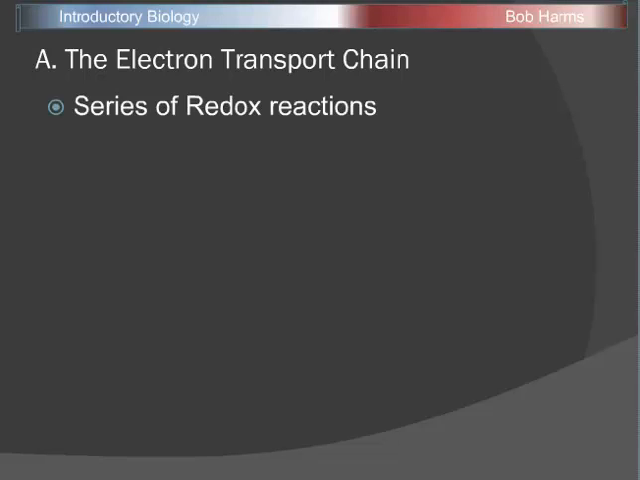The electron transport chain is going to represent a whole series of these redox reactions, these electrons being passed from one chemical to the next and then to the next one and so on. And in these redox reactions, the energy is going to come from these coenzymes, these NADHs and FADH2s. These coenzymes are going to give up their electrons and they're going to become oxidized.